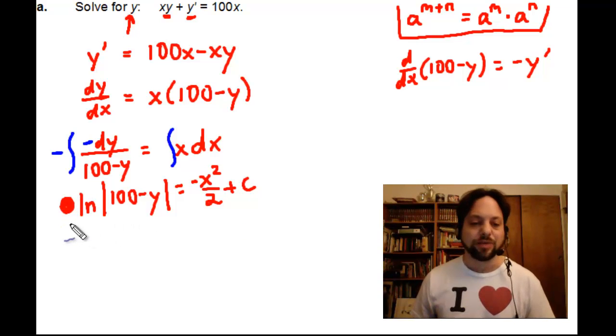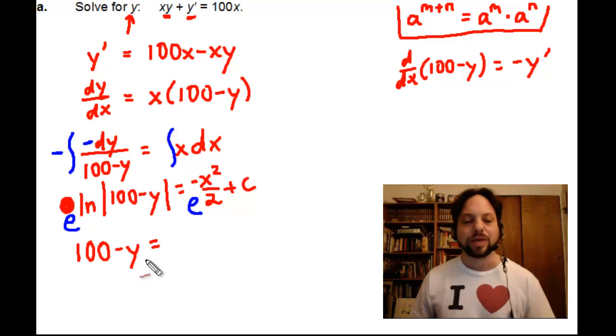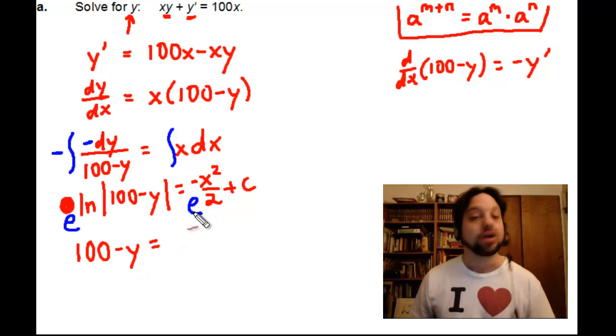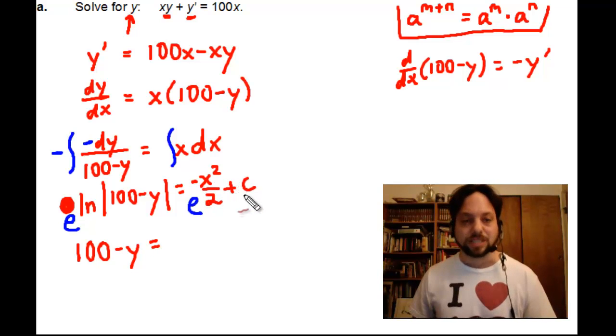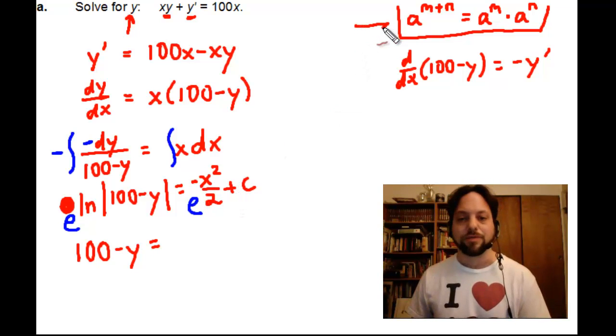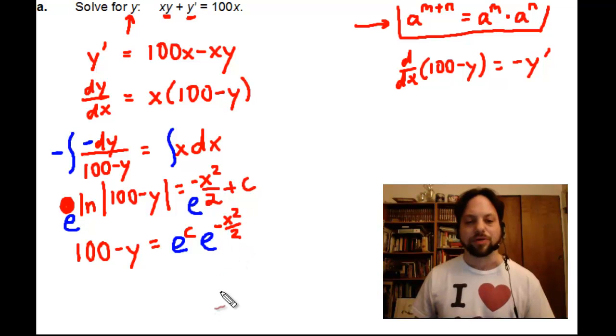Alright, so if I want to get rid of the natural log now, I'll go ahead and exponentiate both sides. What that means is on the left, I'll have 100 minus y. On the right side, I'm going to do something very tricky here. Notice that this is e to the power of something plus something. Now I'm going to refer you back to where we started. Using that rule, what we can actually say is this is e to the c power multiplied by e to the negative x squared over 2 power.